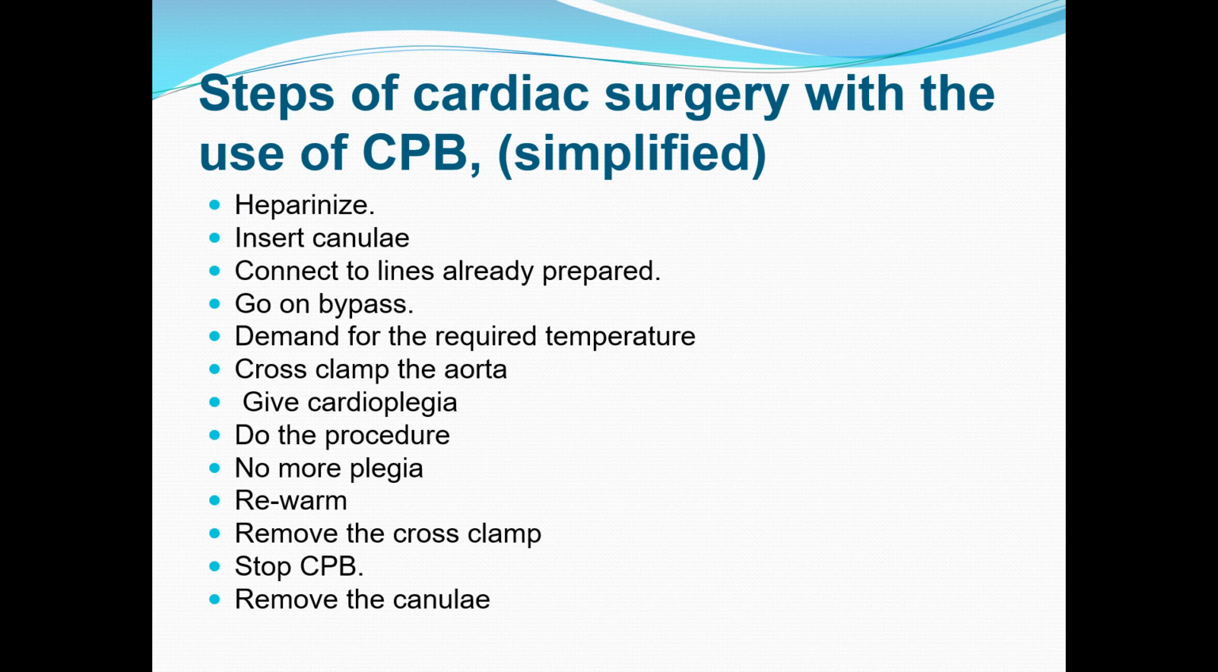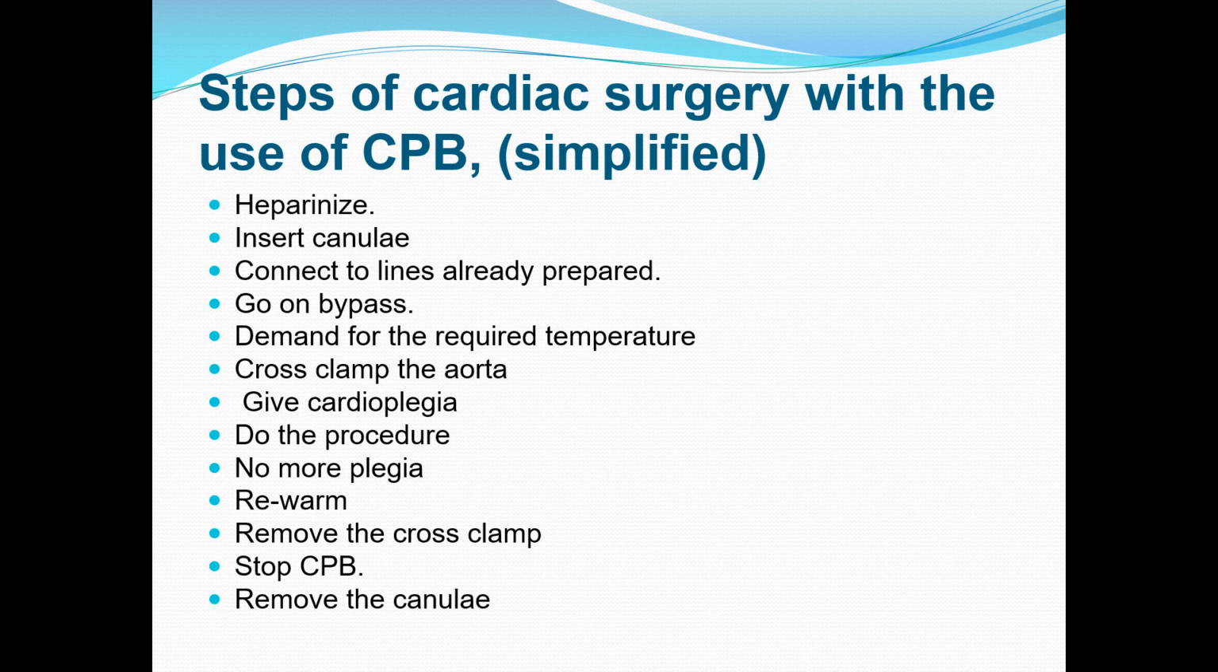So steps of cardiac surgery with the use of cardiopulmonary bypass: we have to heparinize. As I said, the blood will touch a foreign surface, so it may coagulate if we don't heparinize. And we have to insert the cannula, connect to lines already prepared, go on bypass, cool to the required temperature, cross-clamp the aorta, and give cardioplegia. By arresting the heart, we will reduce the metabolic demand of the heart by about 90%. So when we cross-clamp the aorta, we have to give some sort of cardioplegic solution which arrests the heart to reduce the metabolic demand, because cross-clamping the aorta will stop blood from going into the coronary arteries, which supply the heart.